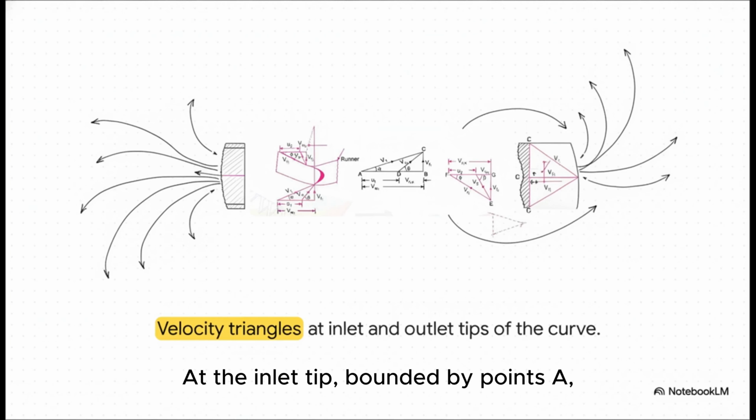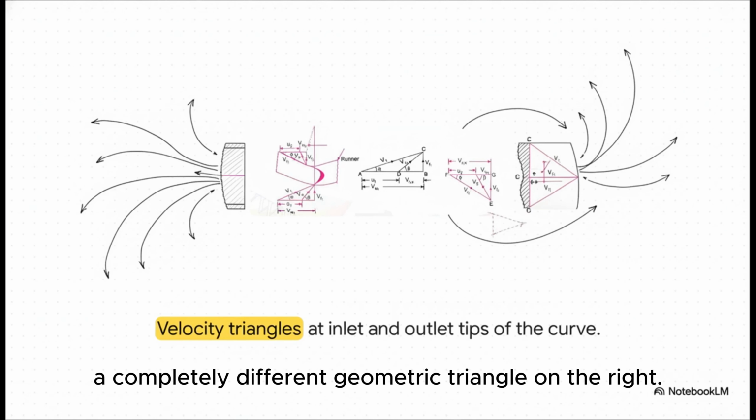At the inlet tip, bounded by points A, B, and C, the absolute velocity of the jet is broken down into components. The water strikes, follows the curve of the blade, and exits at the outlet tip, forming a completely different geometric triangle on the right.